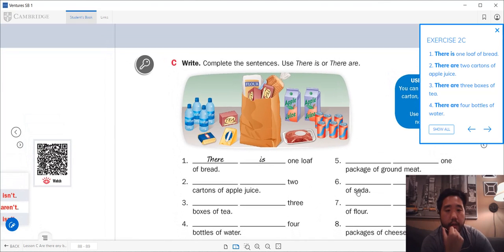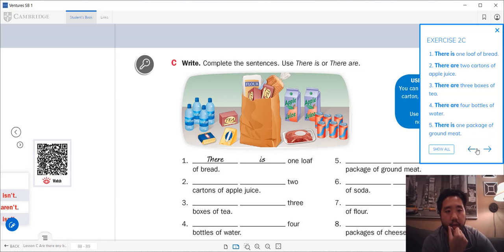Now, here, number 5, blank, 1 package of ground meat. It's talking about this right here, 1 package of ground meat. There's 1, so it's singular. So we have to say there is 1 package of ground meat.